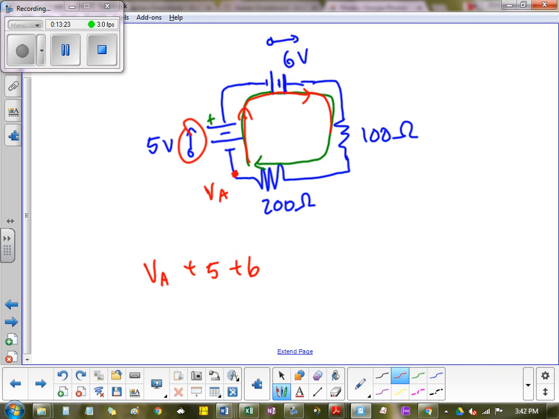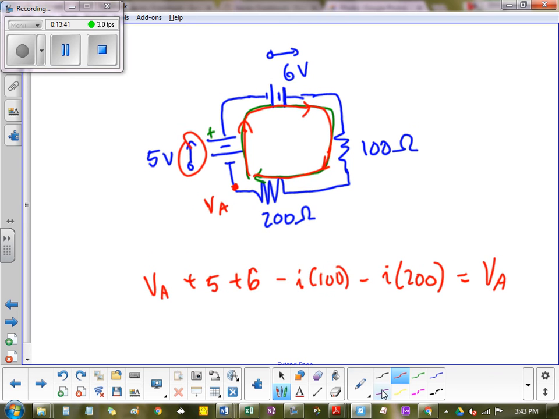Then we come around and we hit this resistor. Now we drop by IR, which is I times 100. And then we keep going and we pass through the second resistor and we drop by 200. And then we're right back where we started from, so it's back to VA. Or if we cancel the VAs, we get equals 0. And so you really don't need the VA after all, do you? Okay, look at that. I think we can find the current.